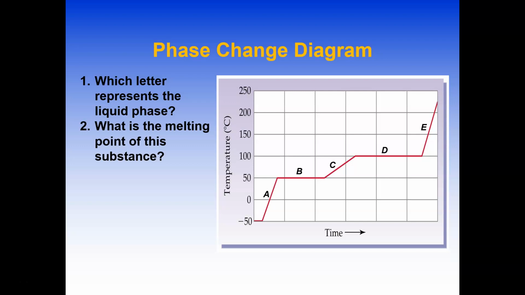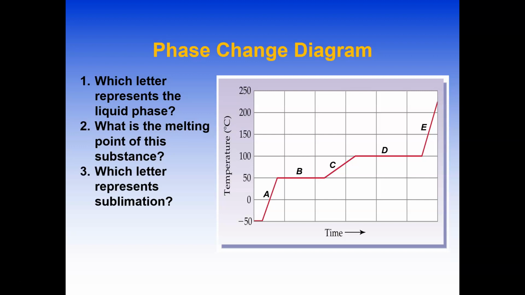Number 2 asks us what is the melting point of this substance. So our phase changes are the straight lines, in this case B and D. Well, you should know by now that melting is when you go from a solid to a liquid. So that means we are looking at B.